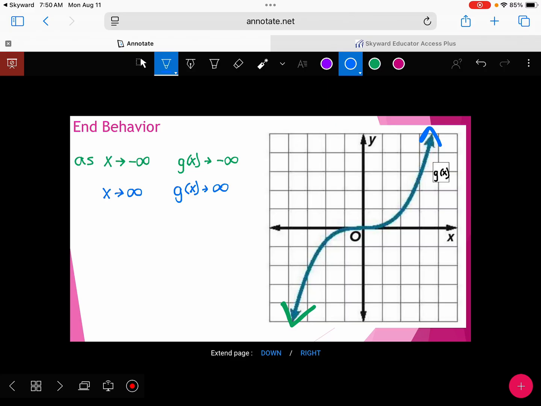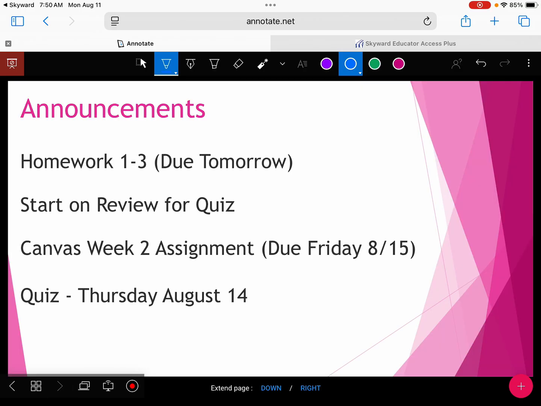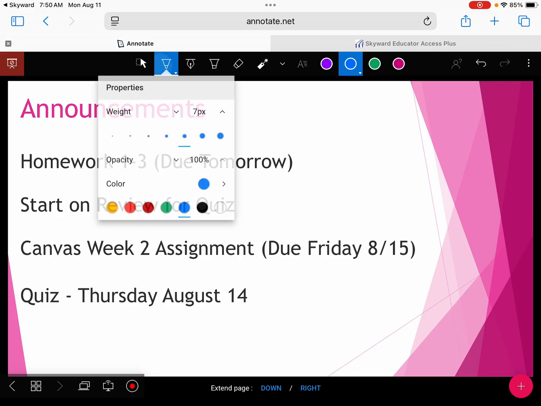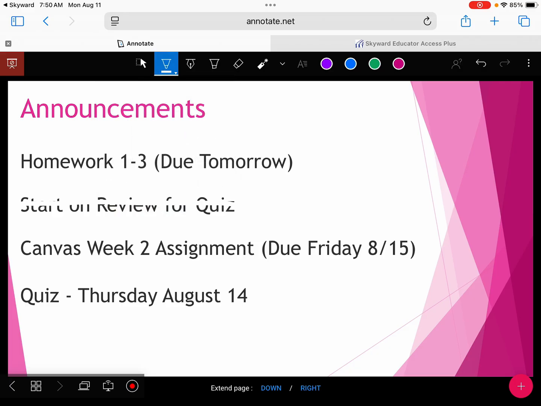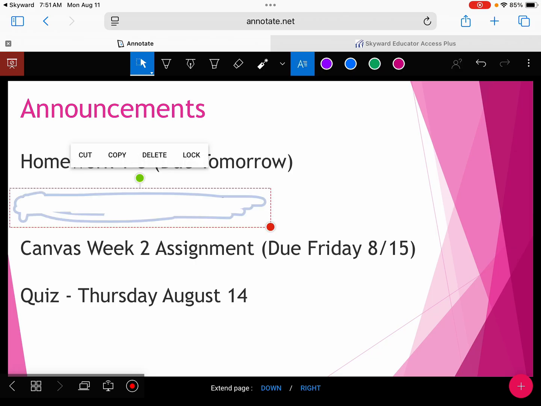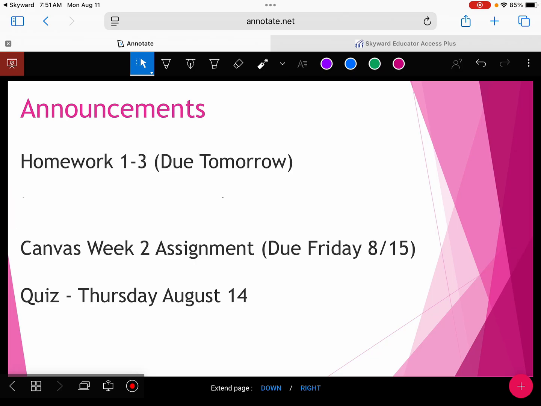Okay, more questions? I love questions. Questions are my favorite. Okay. All right. So I don't have these yet. Homework 1-3 I gave you guys on Friday is due tomorrow. And tomorrow we're going to go through the last part of this section. Then Wednesday we're going to review, and Thursday is when we have a quiz. So we're coming up on our first quiz real soon.